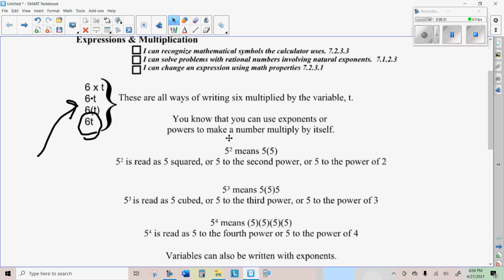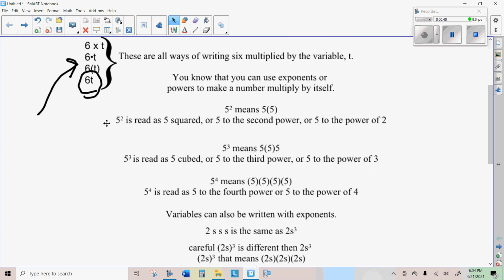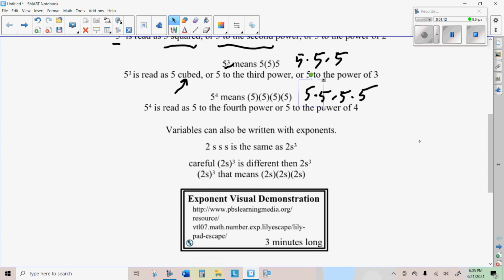You know that you can use exponents or powers to make a number multiply by itself. So like 5 to the second means 5 times 5, right? And we read that as 5 squared, or 5 to the second power. 5 to the third means 5 times 5 times 5, which we use the word cubed for. So you could say 5 cubed, or 5 to the third power. 5 to the fourth is 5 times 5 times 5 times 5, and we read that as 5 to the fourth. There's no special word for fourth powers.